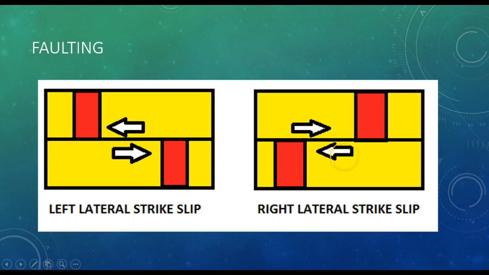Same thing over here on the other side with the right lateral. If I were to stand over here on this white arrow and look across, I see that my section has moved now to my right. So this is a right lateral slip.